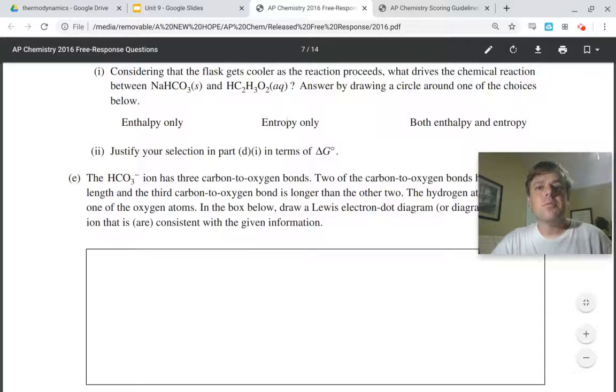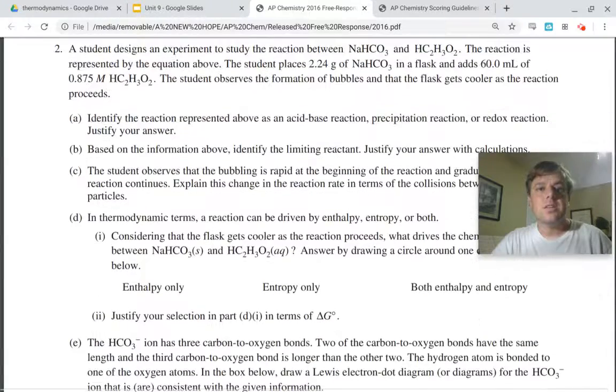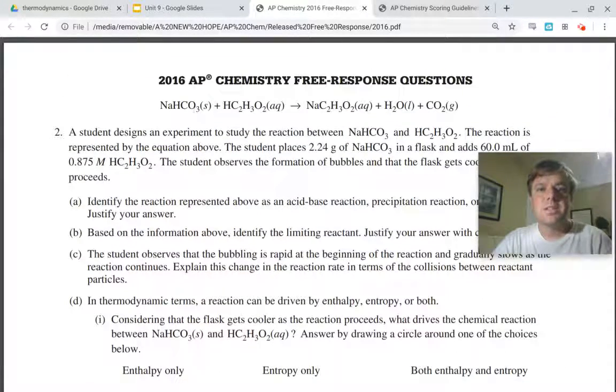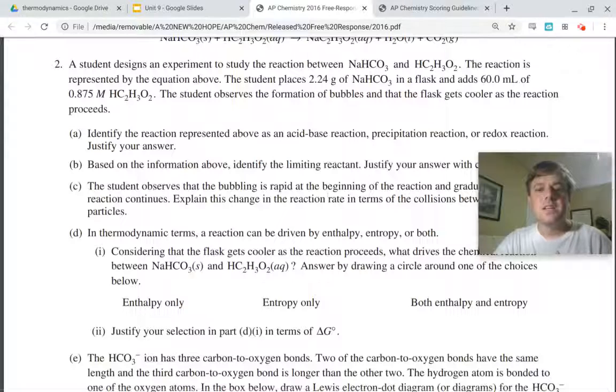But if we look at the reaction up here at the top, we start with something that's solid and something that's aqueous, and we end up with something that's aqueous, a liquid, and a gas. We've produced a gas. We no longer have a solid. We move to things that are higher in entropy. Definitely entropy is driving this reaction. So you would circle the entropy only.